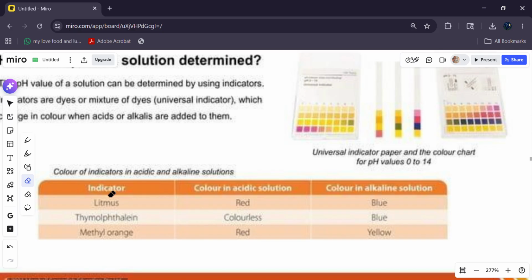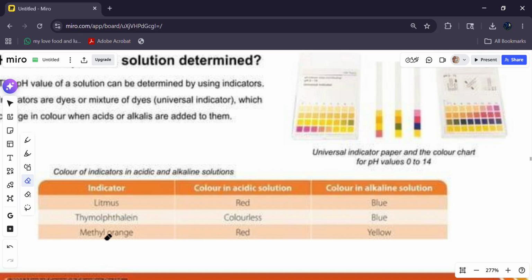In thymolphthalein, sorry, my pronunciation is kind of bad. And this is thymolphthalein. When you add it to an acidic solution, it becomes colorless, meaning see-through. It doesn't have a color when you add it to an acidic solution. But if we were to add it to an alkaline solution, you'll get blue.